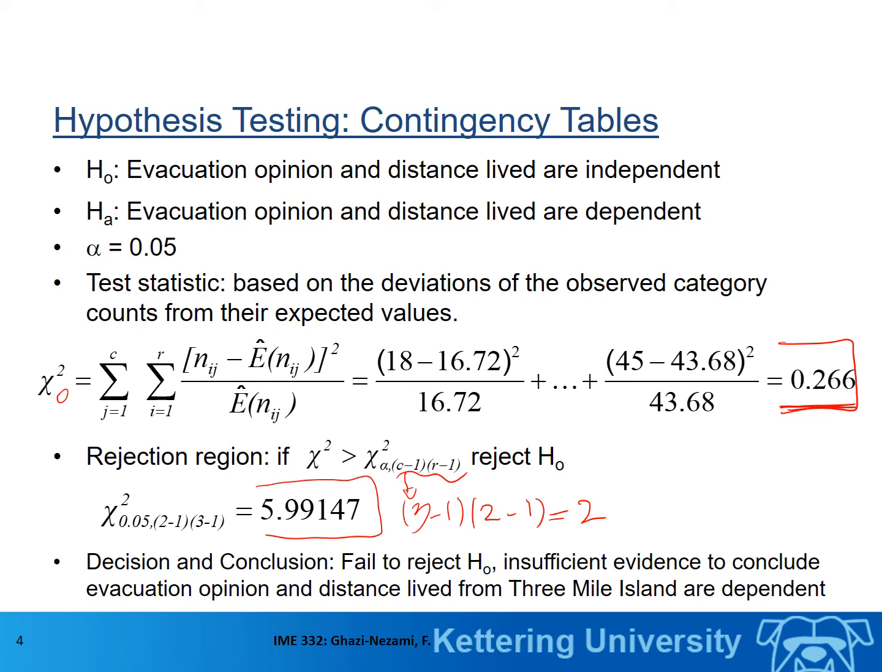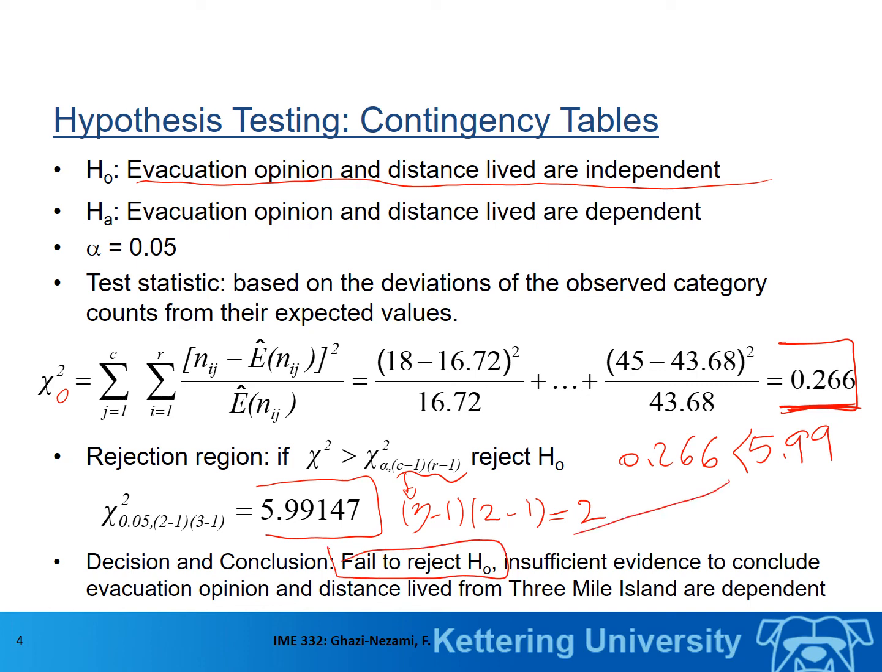What does it mean? When I fail to reject H null, it means that I come to the conclusion that evacuation opinion and distance are independent, because I am failing to reject H null based on the relationship between my test statistic and critical threshold, because 0.266 was obviously less than the threshold of 5.99, which leads to the conclusion of failing to reject H null.